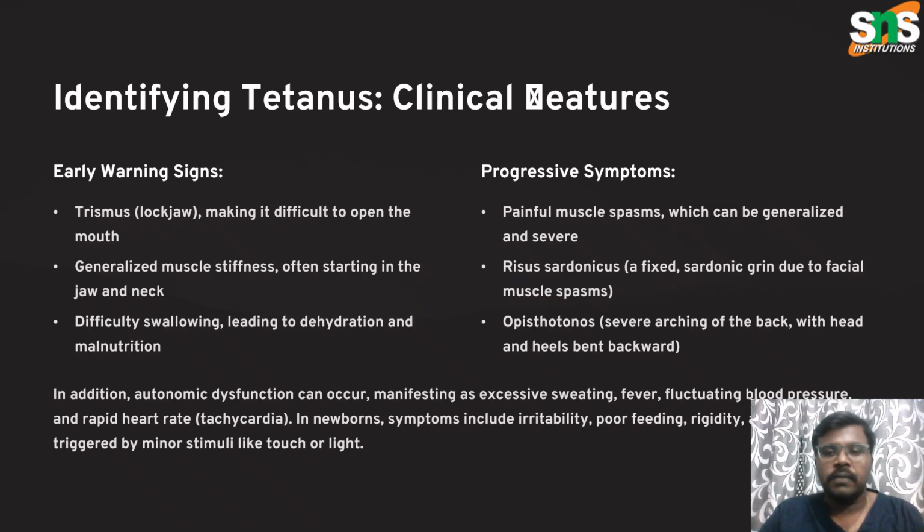We see a fixed sardonic grin due to facial muscle spasm, called risus sardonicus. Opisthotonus is a severe arching of the back, where the head and heels bend backward. In addition, autonomic dysfunction occurs, with excessive sweating, fever, fluctuating blood pressure, and rapid heart rate, that is tachycardia.